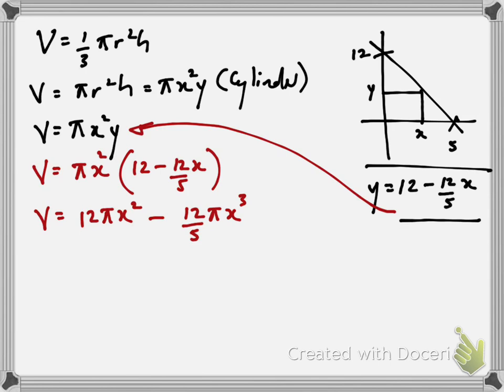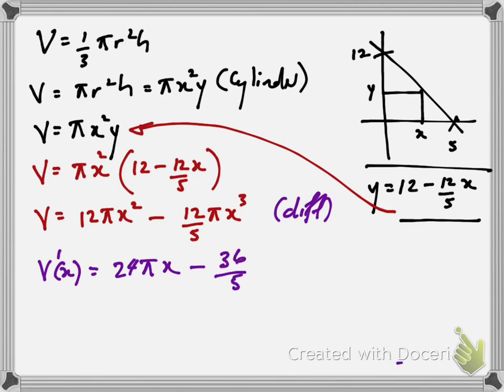Next step, differentiate. So you go V dash of x, or dV over dx if you want to. And then you get 24 pi x minus 12 times 3, which is 36 over 5 pi x squared. All right, what do we do next? Equate this to 0. We're going to find the maximum.